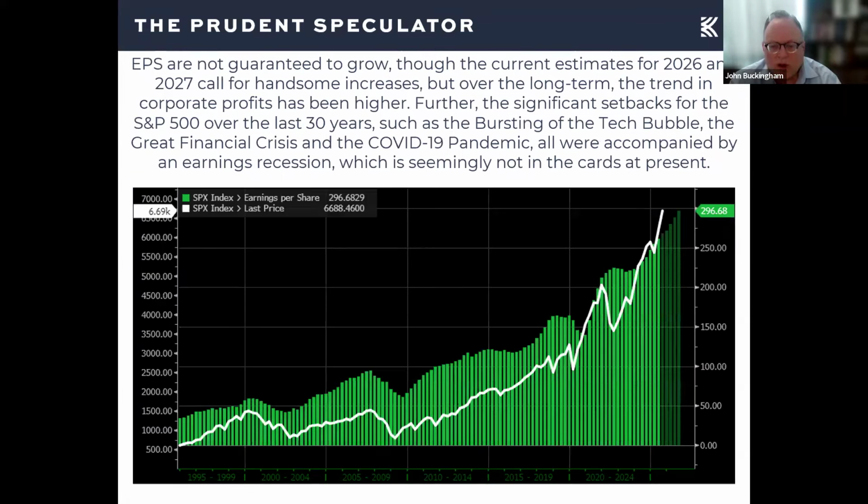And dividends grow over time because corporate profits grow over time. Those green bars are showing you the trend in the S&P 500 earnings per share. And we're likely to see, as we go forward over the next year or two, earnings are expected to continue to grow. So companies have the wherewithal to pay dividends and to increase their dividends because, generally speaking, over time, their profits grow.